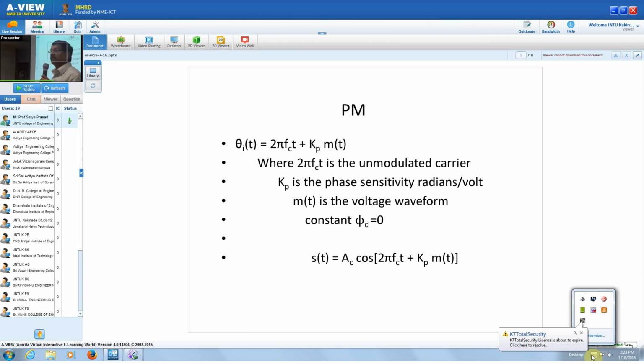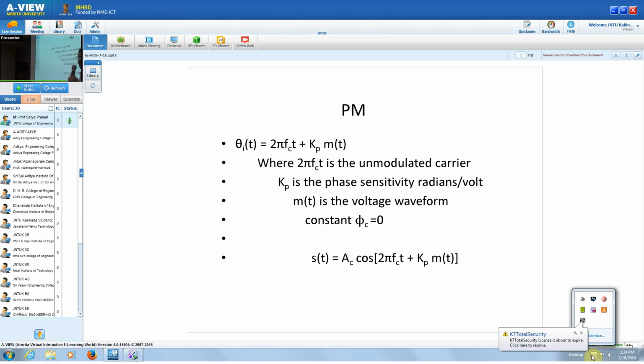Then put into this so that you can get the required phase modulation, and that signal S of t is given as A_c cos(2π f_c t + k_p m(t)), because that is your θ_i(t). So your s(t) is A_c cos θ_i(t). Theta is varying linearly with your m(t) with the phase sensitivity of k_p. So this is what your typical phase modulation equation is going to be, with 2π f_c t plus k_p m(t).